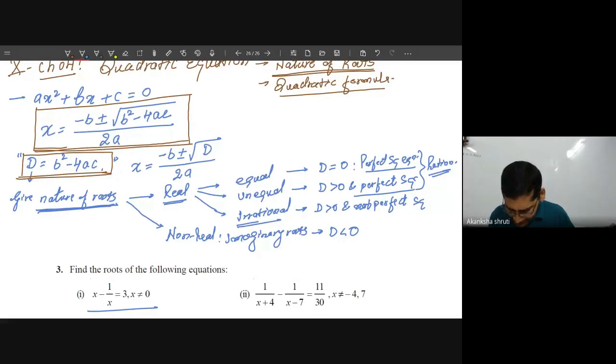So whether it is given in the form of x plus 1 by x is equal to something, or 1 by x plus 4 minus 1 by x minus 7 is equal to 11 by 30, both also mean the same thing. तो ये सारे के सारे क्वाड्रेटिक के ही क्वेश्चन हैं. तो सबसे पहला काम रहता है सिंप्लीफिकेशन. आपके सिंप्लीफिकेशन जितने अच्छे हैं, आप चीजों को उतना जल्दी सॉल्व कर पाएंगे.